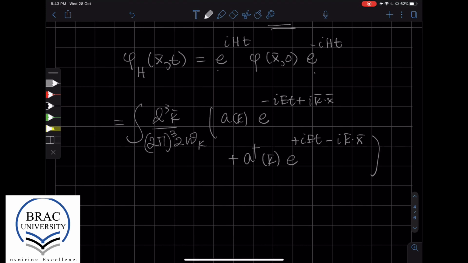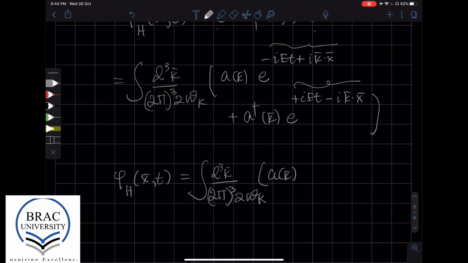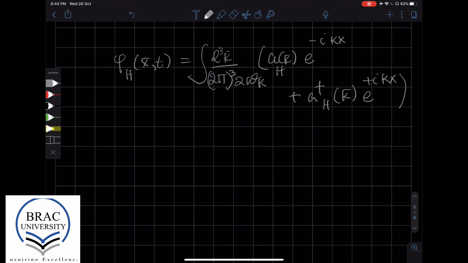So we see that these are nothing but four-dimensional dot products. So we can write phi_H at some time t as nothing but d cubed k over (2 pi) cubed 2 omega k, a of k, three-dimensional, which is of course also the Heisenberg operator at time t0, and then e to the power minus i, four-dimensional dot product kx, plus a_H dagger of k, and then e to the power plus i kx.